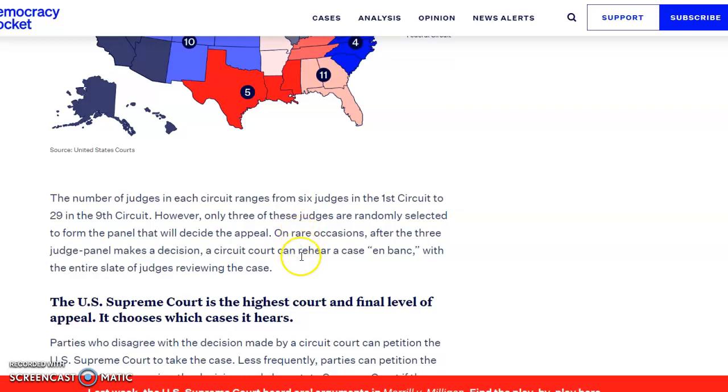There is a possibility, and we're seeing a little bit more today than we used to, even though the authors say it's a rare occasion. The loser in front of the 3-judge panel has the ability to at least ask the entire number of judges on the circuit court to rehear a case, and that's called en banc, which I believe is a French term, but that is asking for a rehearing in front of the entire panel.